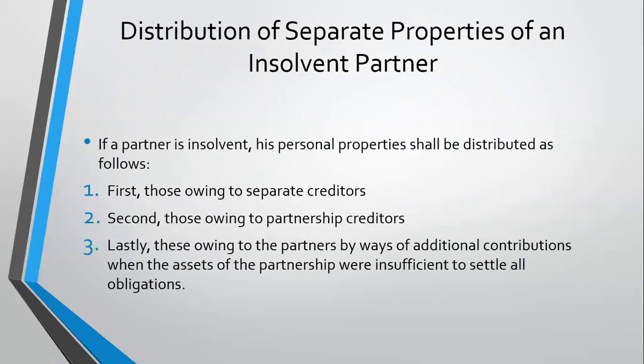So, distribution of separate properties of an insolvent partner. Kasi nabanggit natin kanina, based on our example, na if Ji Chang-wook na-shoulder niya muna yung 120,000, kung inabunuhan niya, di ba nabanggit natin na it is possible na yung dalawang partner is considered to be insolvent. So, insolvent na yan. No? If a partner is insolvent, his personal property shall be distributed as follows. Kasi pag sinabi nating insolvent sila, kulang na yung kanilang personal asset.